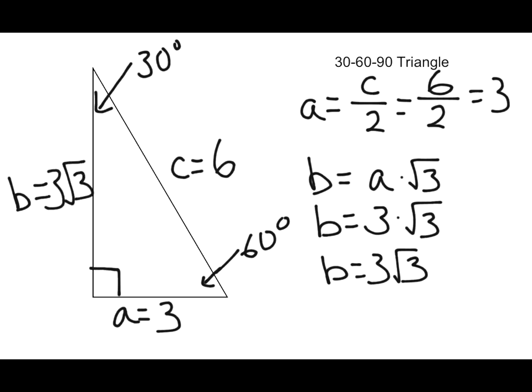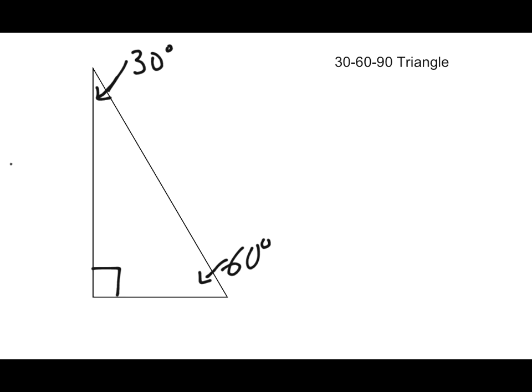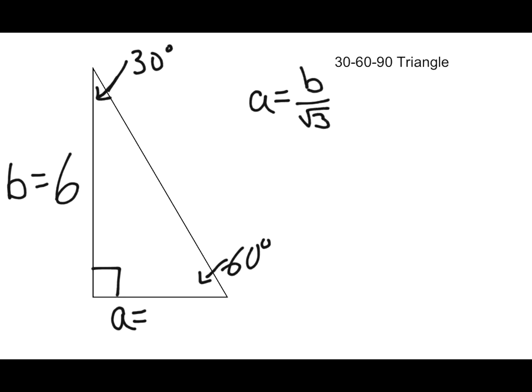My last case is if I have the long side first. Let's just say in this case that my long side is 6. The first thing you'll have to do is find the short side. In order to find that short side, you would take the long side and divide it by square root of 3. Since in this case my long side is 6, that would give me 6 over square root of 3.